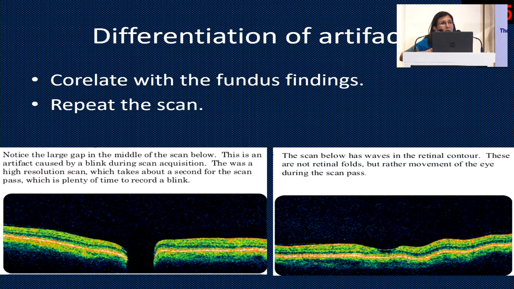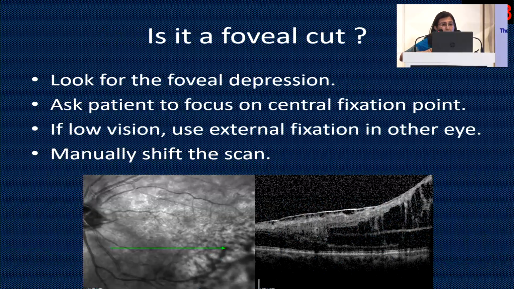Sometimes you will see some features which are not really due to any pathology, so you have to see what they are. Like here, you can see there's a gap. Here, there's some wave-like structure. This is because of artifacts. Whenever you are in any doubt, always look at the clinical picture. If you feel it is not correlating, then repeat the scan again. This can be due to eye movements or a blink or any other problem.